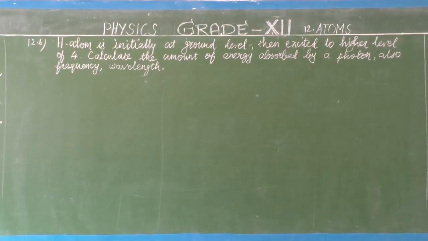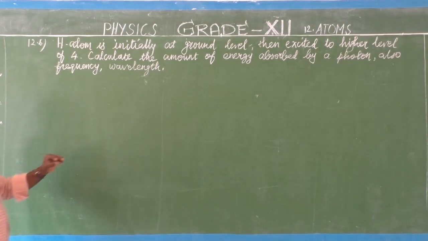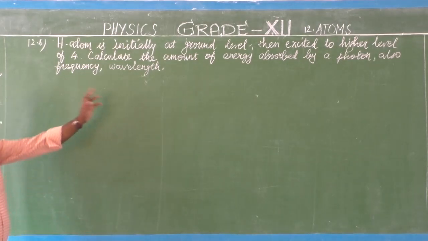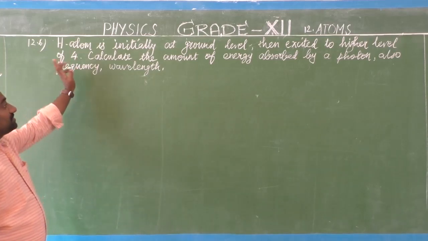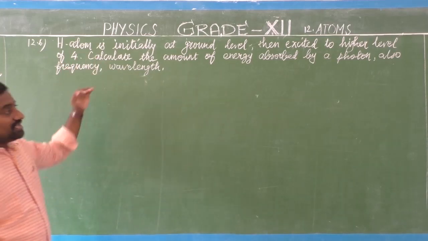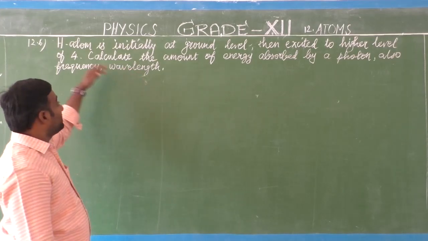Welcome dear students. Last class we saw the examples up to 5. Now the book back exercise, the sixth question, we are going to see. Look at the question. The hydrogen atom is initially at ground level. Then the hydrogen atom is excited to a higher level of 4.